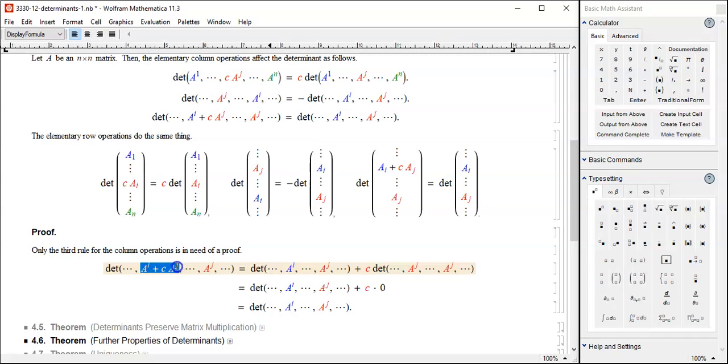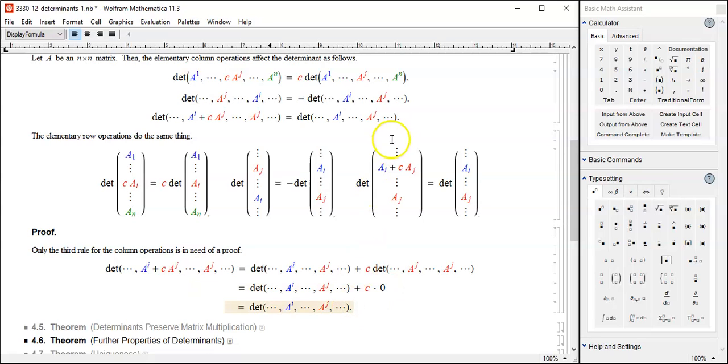Use multilinearity to separate this linear combination. Ai is here, C times Aj goes there. And then look at the second determinant. We have two identical columns here and there. So this whole thing is 0, so we are just adding 0, no change, it drops out, and we have the original matrix here.